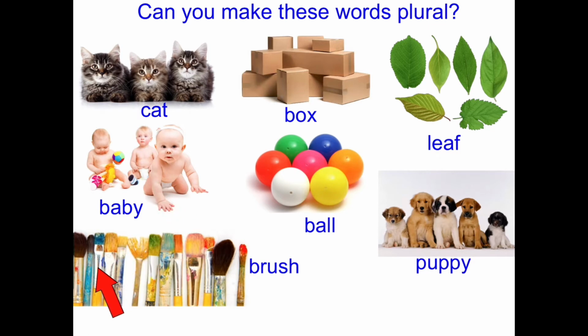Now some of those words, I think babies might be on your spelling list, so you might already know those ones. But the others, I want you to have a go at. First of all, you could write the singular word, so just cat, and then write equals, and then have a go at writing the plural afterwards. So pause the video now and have a go at that on your own.